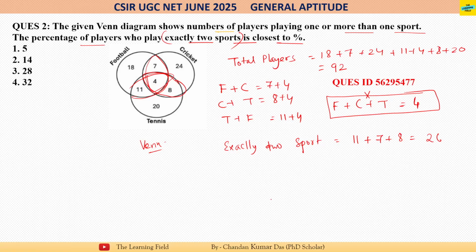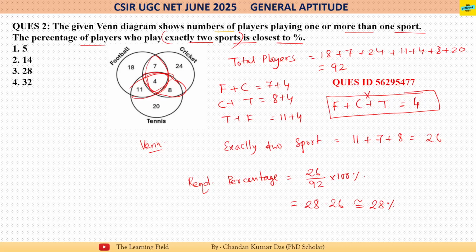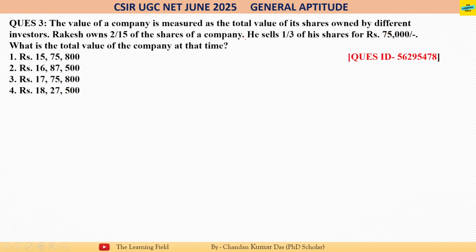Now we have to find the percentage. The required percentage equals 26 by the total players 92, into 100%, which is equal to 28.26, nearly equal to 28. So option 3 is the correct one. And here the question says closest to. So this is the answer of this question.